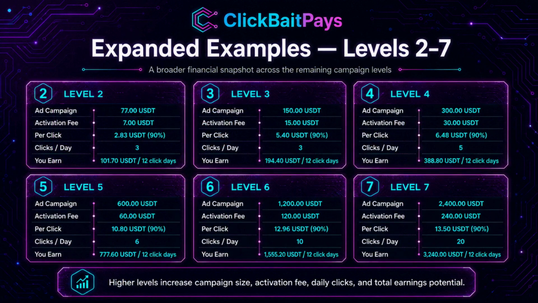As you move through levels 2 through 7, the financial picture becomes larger. Each level has a different campaign cost, activation fee, number of daily clicks, and total earnings potential. Level 2 is a smaller starting point, while level 7 is the highest campaign level shown here. The key thing to understand is that the activation fee is one time for that level, while the campaign cost applies each time you purchase a new ad campaign. So the first campaign at a level has a higher total out-of-pocket cost because activation is included. After that, future campaigns at the same level only require the campaign purchase amount.